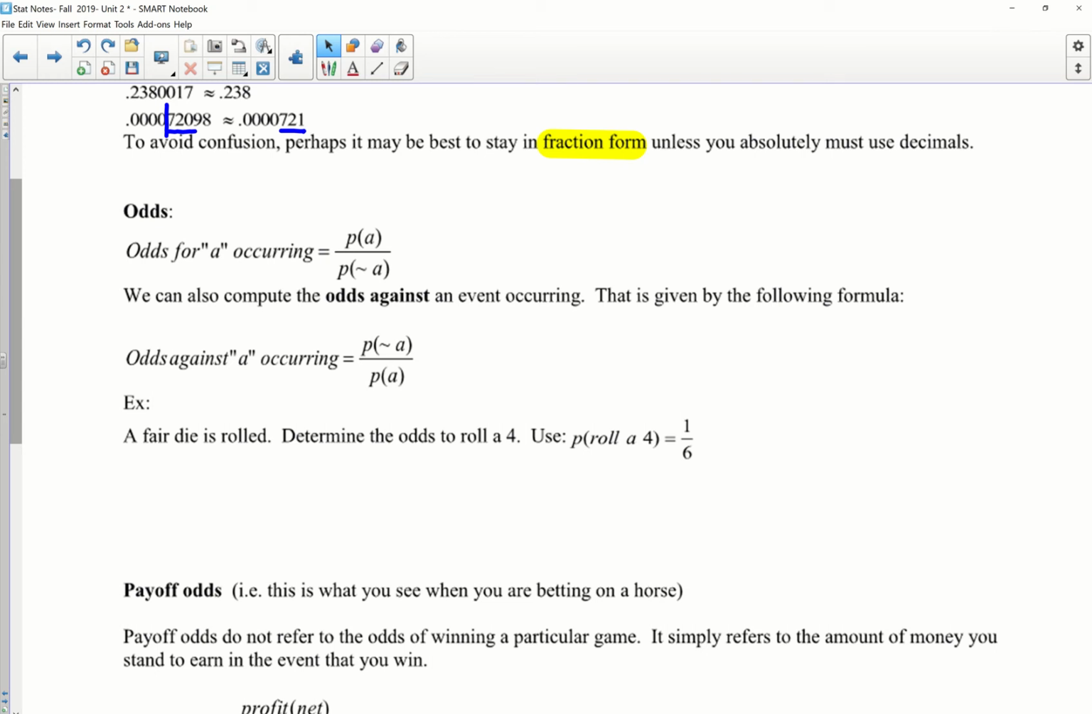So you may have heard of the term odds. Odds for something or odds against something. So this usually happens in games of chance.